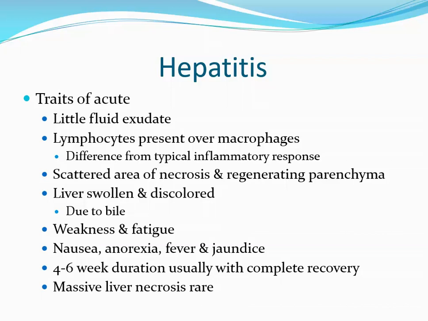You will also see scattered areas of necrosis and regenerating parenchymal cells. The liver will be swollen and discolored due to the bile backup. You can see the person will become weak and fatigued. You can see nausea, anorexia, fever, and jaundice. Usually has a 4 to 6 week duration, usually with a complete recovery. Massive liver necrosis is rare, but when damage is extreme, death may result.